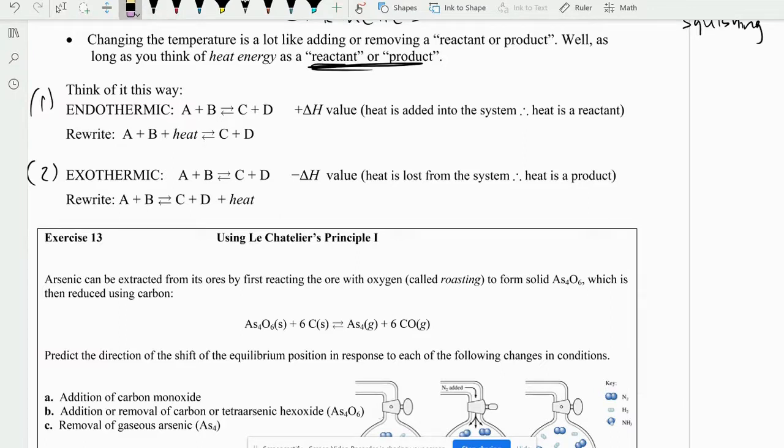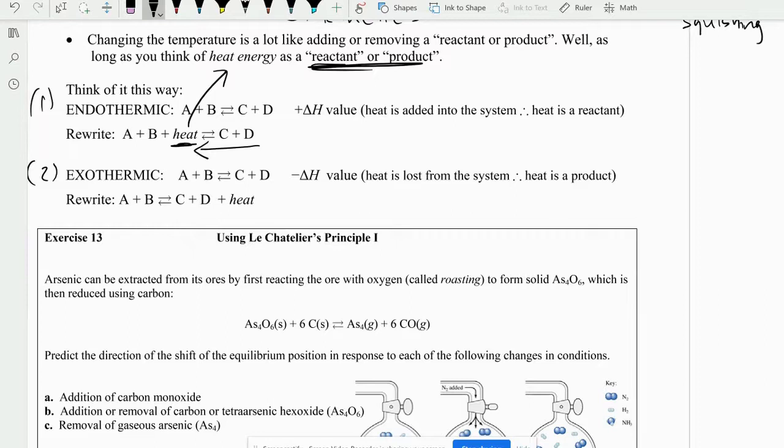Now, what's going to happen here if I attempt to remove that heat? It's a reactant, and I attempt to remove it. What do you think is going to happen? How do you think this reaction is going to shift to reestablish equilibrium? Well, if I try to remove the heat somehow, yes, you guessed it right. The reaction would shift left to try to make up for that, or to try to replace it, if you will.